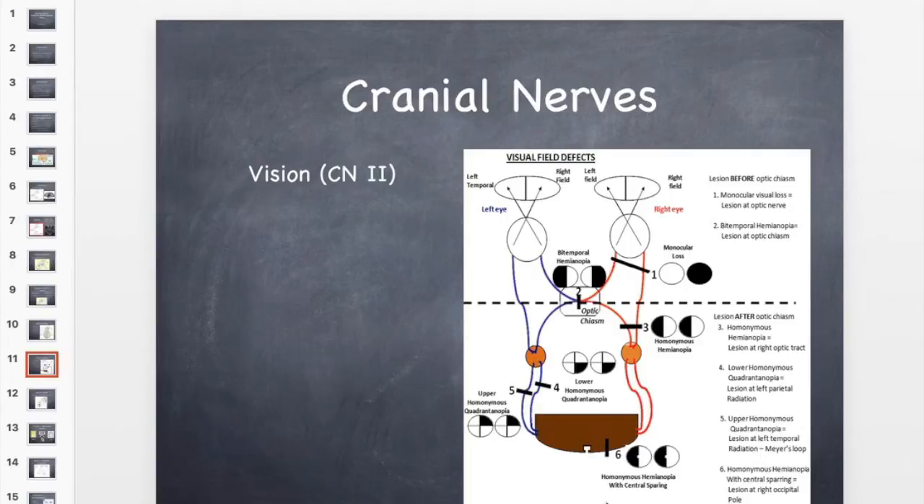One final note that I could imagine being on a Step 1 examination is that if you have a homonymous hemianopia with central sparing, meaning that you still have central vision preserved, that usually means that the lesion was at the level of the occipital cortex and not in the optic radiations. The reason is that central vision has collateral vascularization. That would make evolutionary sense, that we doubled up our vascular perfusion to the critical areas of central vision.